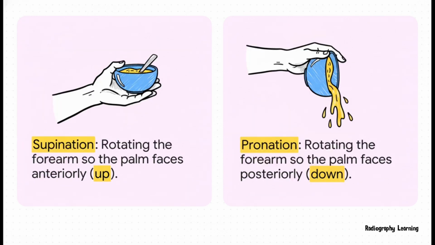Now for the forearm, we have supination and pronation, and there's a really easy trick to remember this one. For supination, your palm is facing up like you're holding a bowl of soup. Get it? Supination, soup. For pronation, you turn your palm down and, well, you pour the soup out. You'll never forget it now.